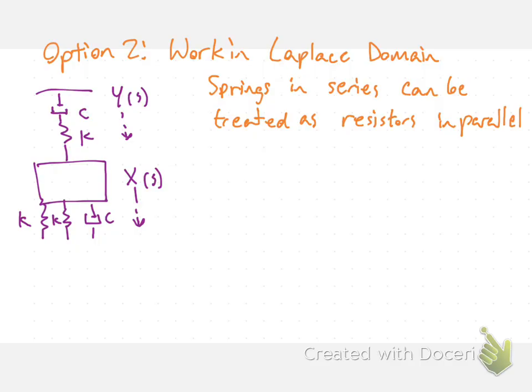So we have two springs and a damper attached to the floor, and we have a spring and damper in series attached from our input to our output. And we also have a mass in between. So I'm going to tell you springs in series can be treated as resistors in parallel and vice versa. So if we have springs in parallel, those can be treated as resistors in series.